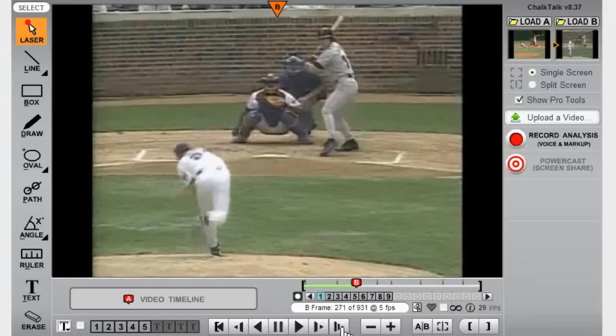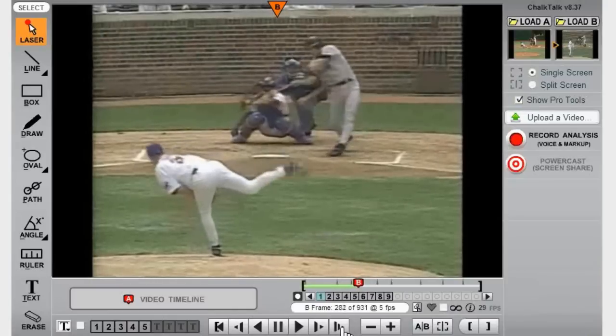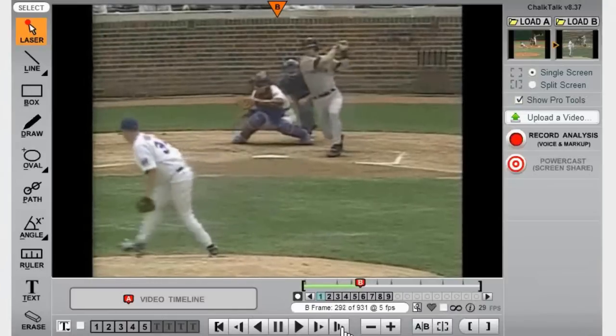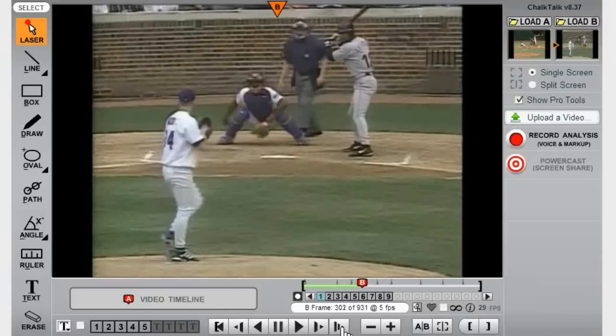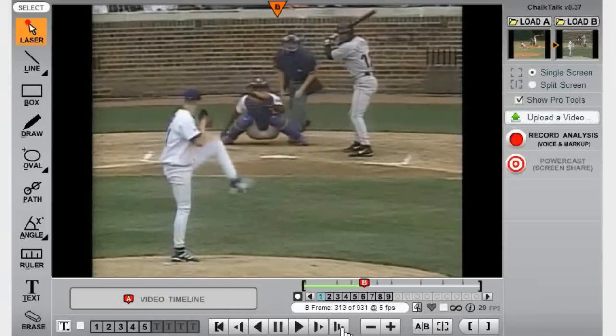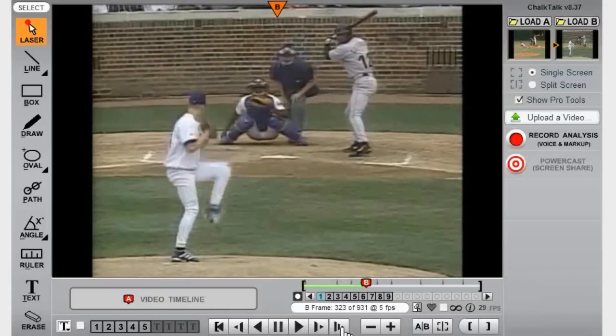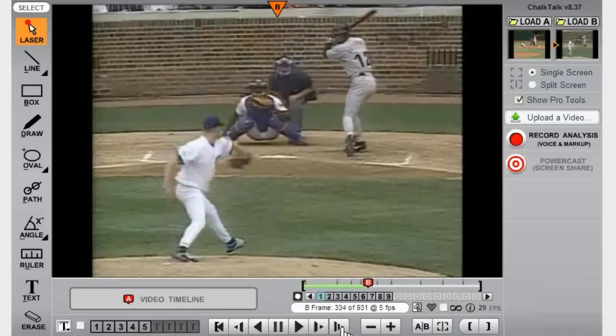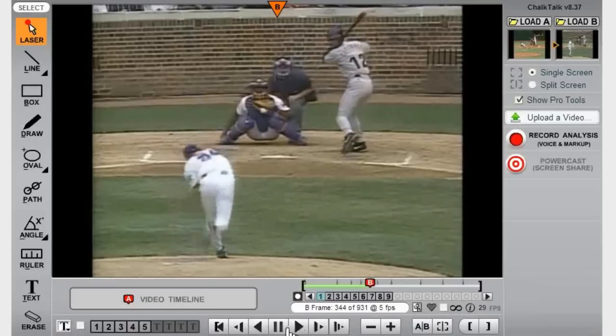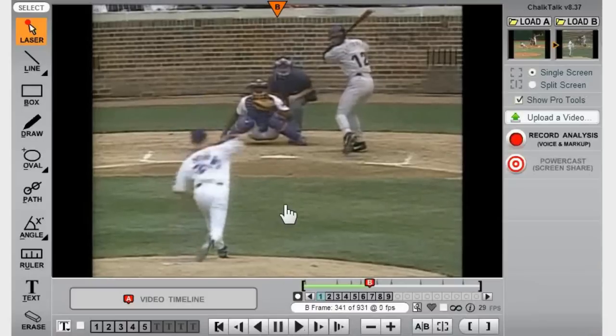Okay, next question from Juan. How important is it for the front foot to be oriented towards the catcher? I've noticed a lot of kids have a tendency to land at a 45-degree angle. Is this important? And if it is, how do you correct that? It's important if it's hindering their pitching motion.